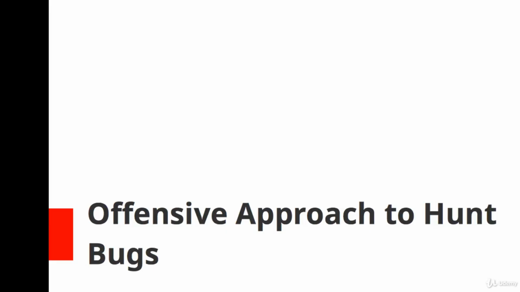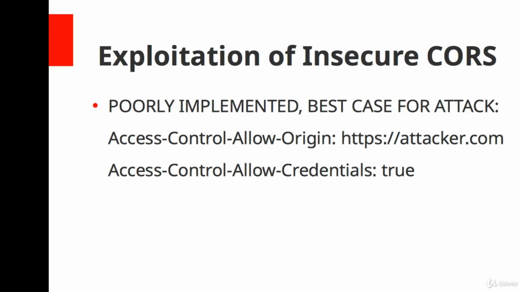Here we are going to talk about exploitation of insecure CORS. I will give you three conditions for exploit. One is poorly implemented but the best case for attack. If you find this in response, like Access-Control-Allow-Origin: https://attacker.com and Access-Control-Allow-Credentials: true, then this is the best case for attack.